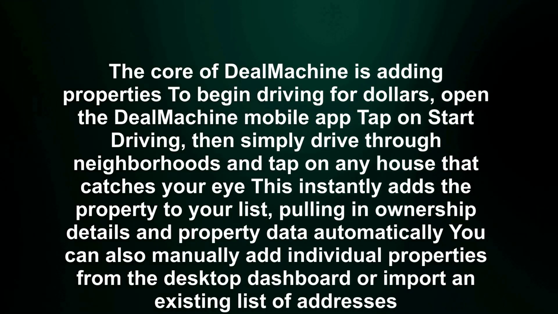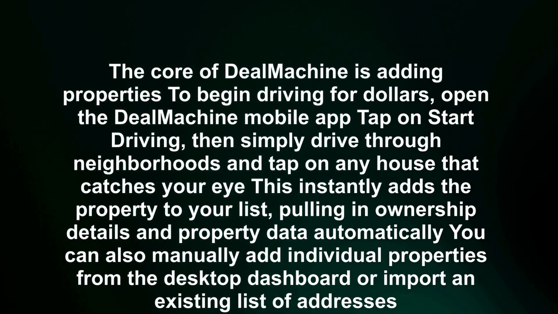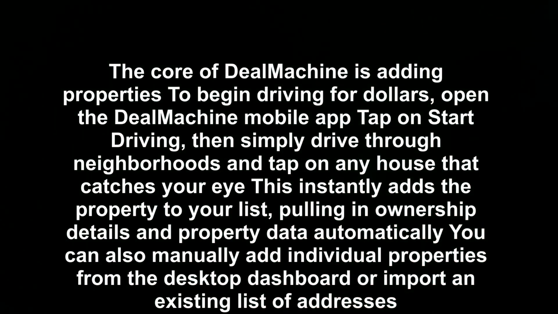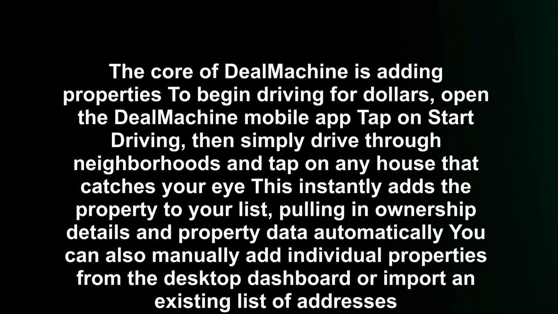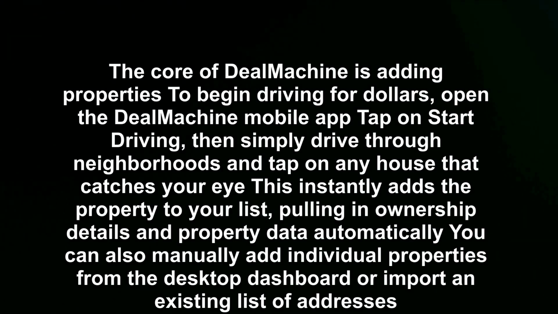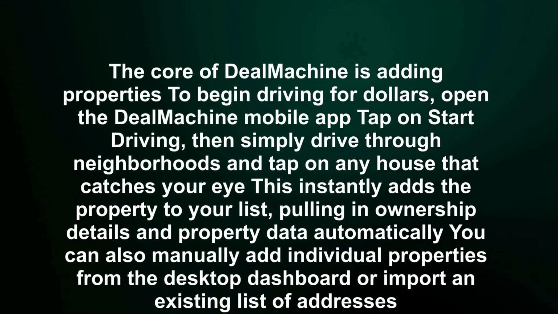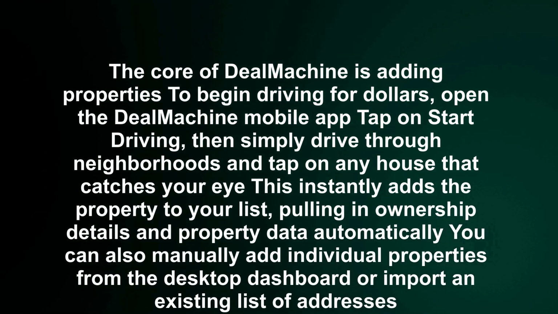Open the Dealmachine mobile app, tap on Start Driving, then simply drive through neighborhoods and tap on any house that catches your eye. This instantly adds the property to your list, pulling in ownership details and property data automatically. You can also manually add individual properties from the desktop dashboard or import an existing list of addresses.